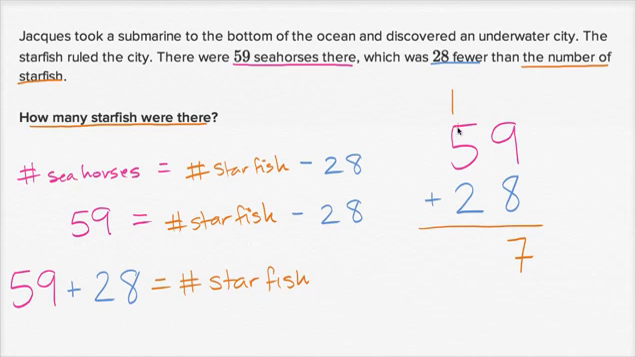Now I can add 1 ten plus 5 tens plus 2 tens. 1 plus 5 plus 2 is 8. 8 tens. So the number of starfish is 87. And you should always see if that makes sense. The number of starfish is 87. So if there were 59 seahorses, is that 28 fewer than 87? Sure it is. It's exactly 28 fewer. In fact, that's what we used to solve this question.